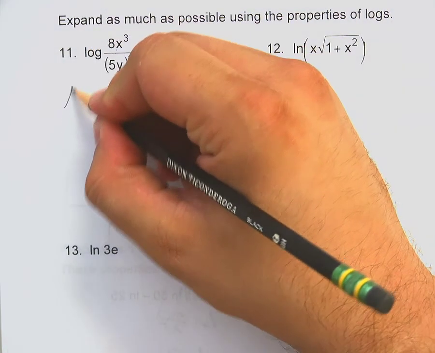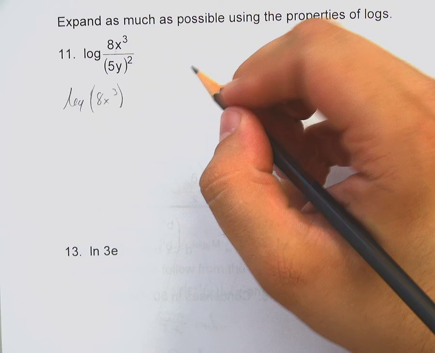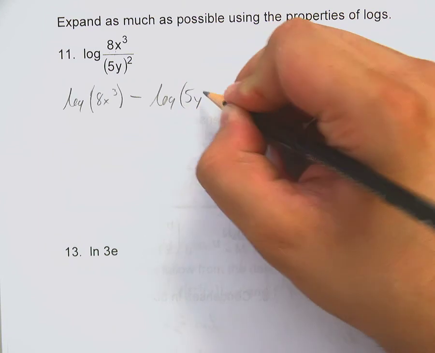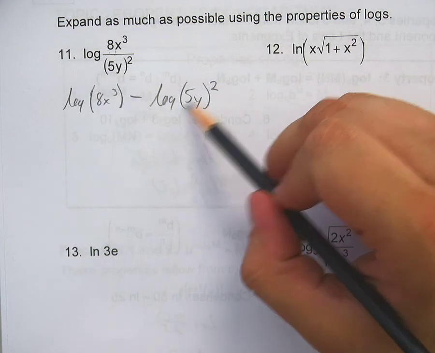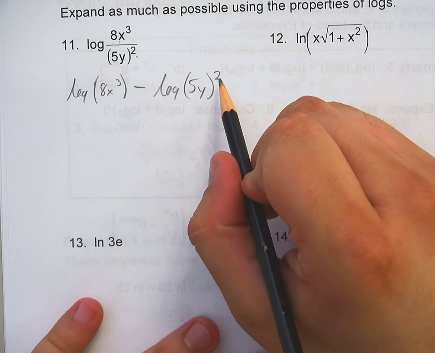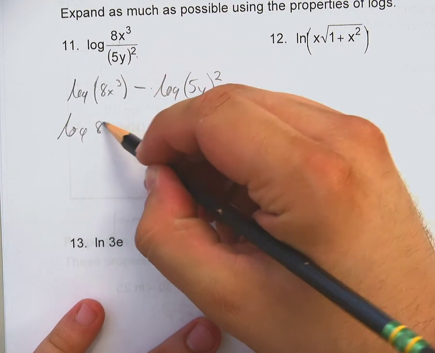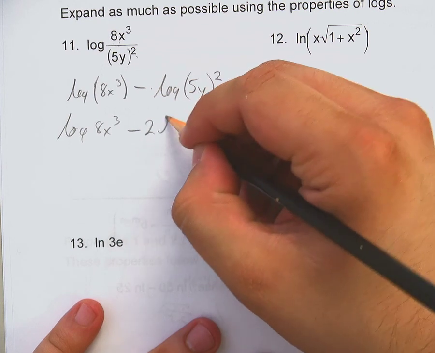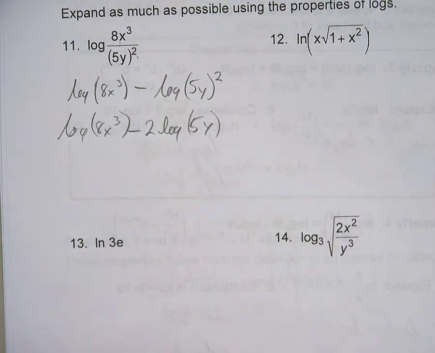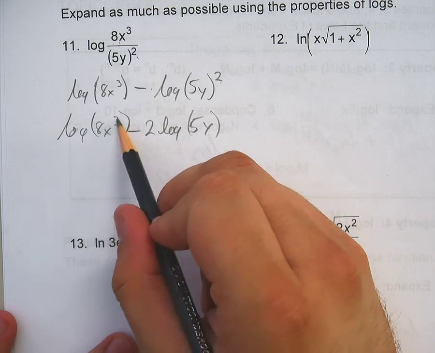So I've got log of 8x cubed, and I'm just going to leave that in parentheses, minus log of 5y squared. Now I'm leaving the square out here because it's outside of this. So to simplify a little bit, I can bring this 2 down here. I'll call that log 8x cubed minus 2 log 5y. So I can break up these since I'm multiplying here.